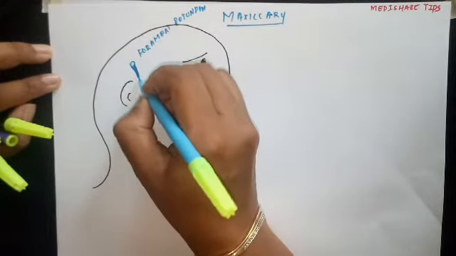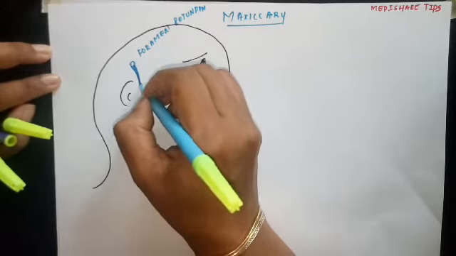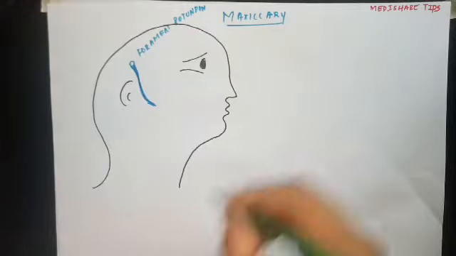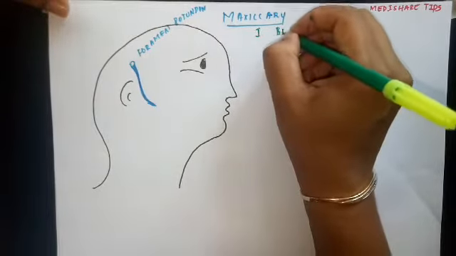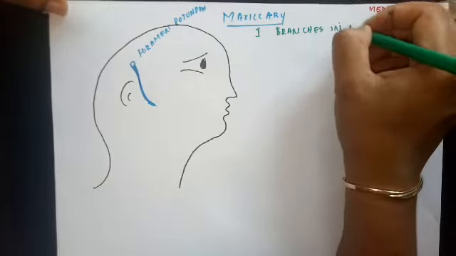After leaving the middle cranial fossa, it enters a region known as the pterygopalatine fossa. In the pterygopalatine fossa, it will give out some branches. We'll first discuss the branches given out in the pterygopalatine fossa.